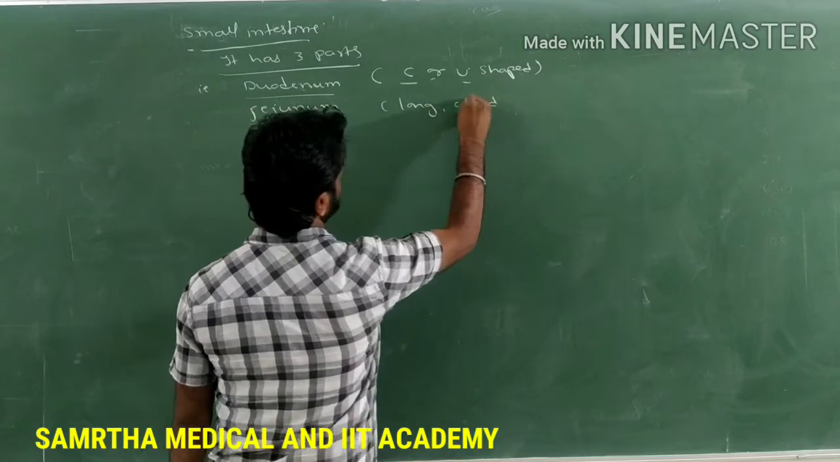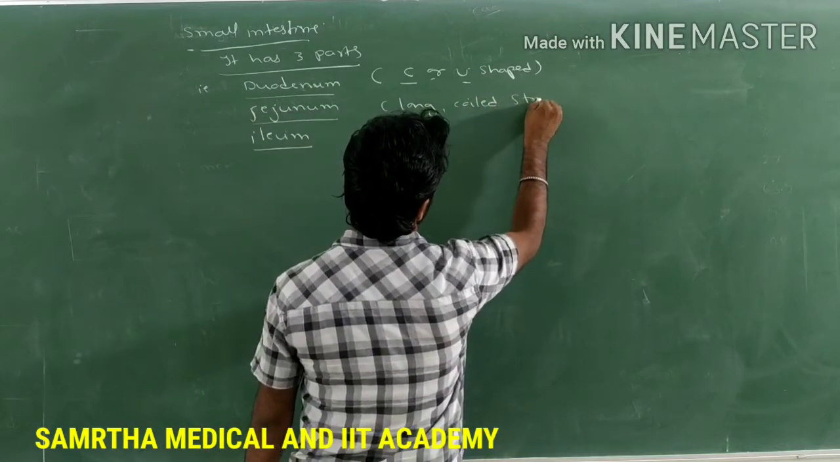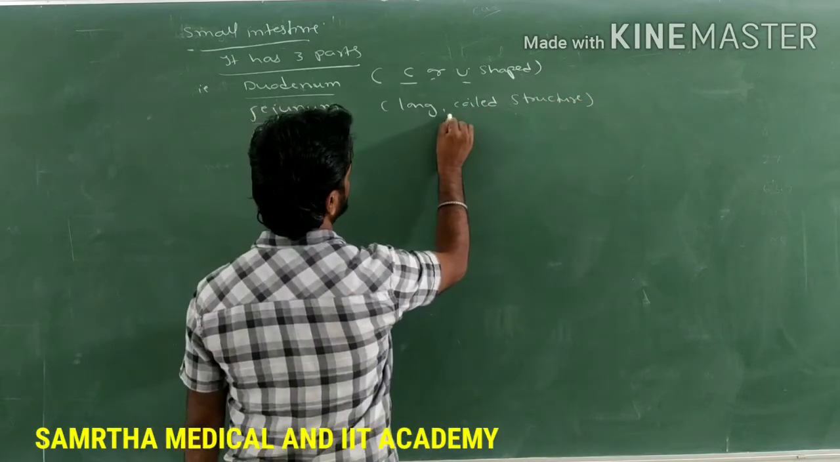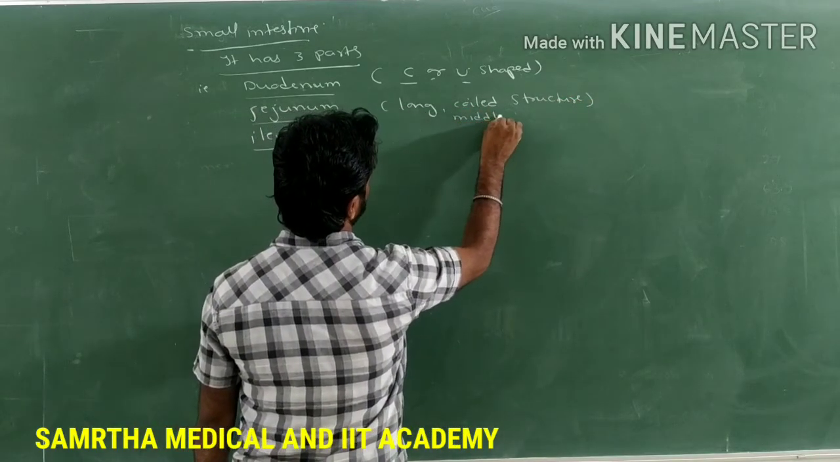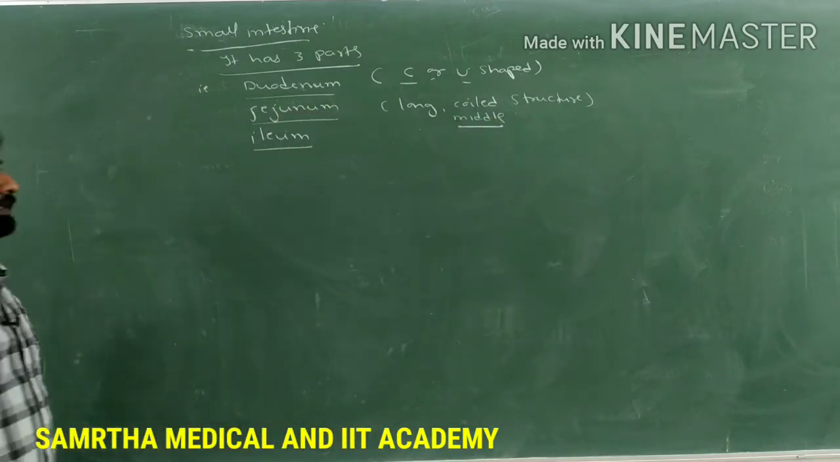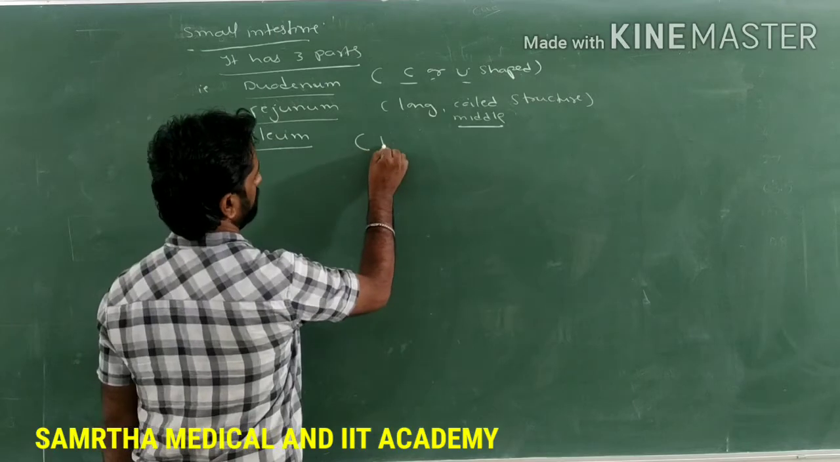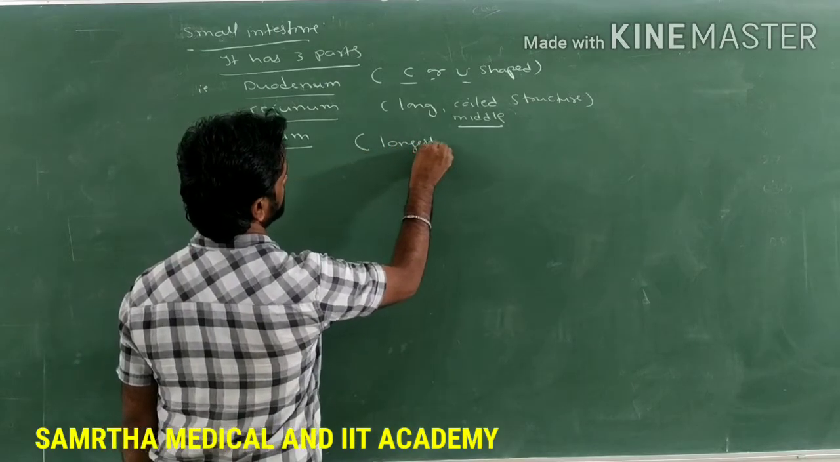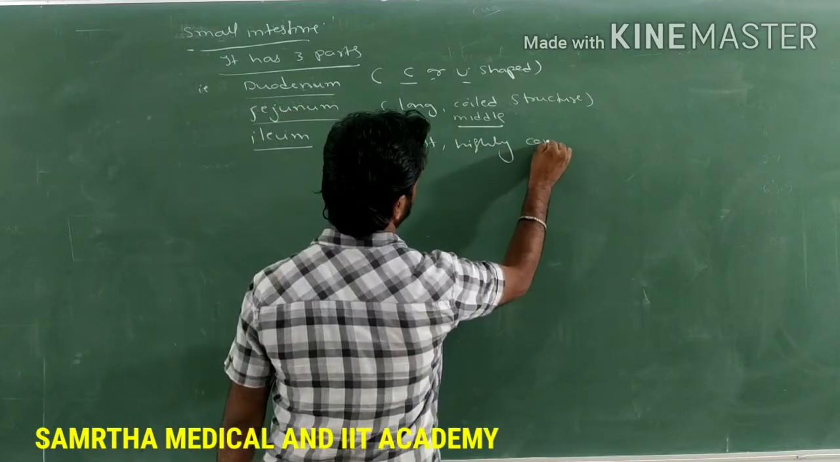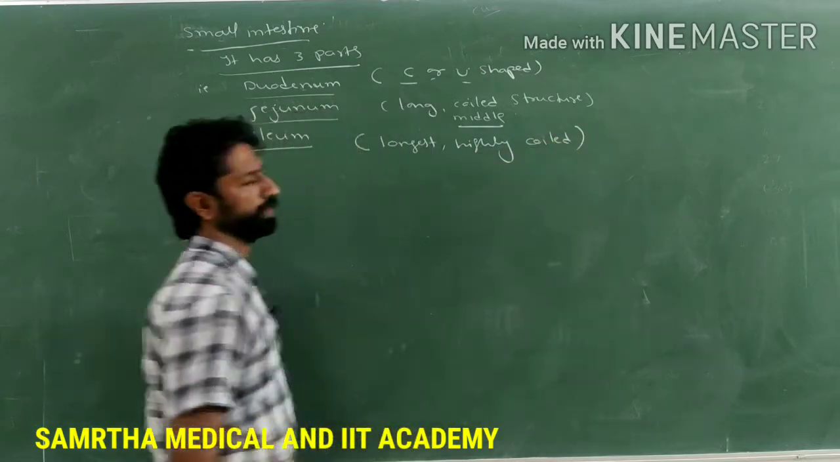Next, the jejunum is the long coiled structure, the long coiled middle structure. The middle structure is called the jejunum. And the ileum is the longest and highly coiled portion of the small intestine.